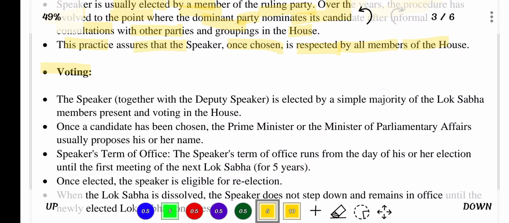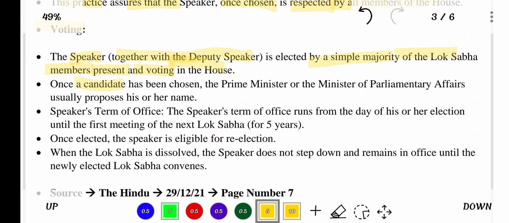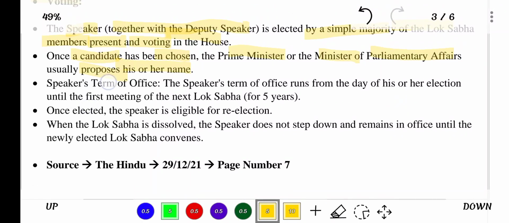So, voting: the Speaker together with the Deputy Speaker is elected by a simple majority of the Lok Sabha members present and voting in the House. Once a candidate has been chosen, the Prime Minister or the Minister of Parliamentary Affairs usually proposes his or her name.